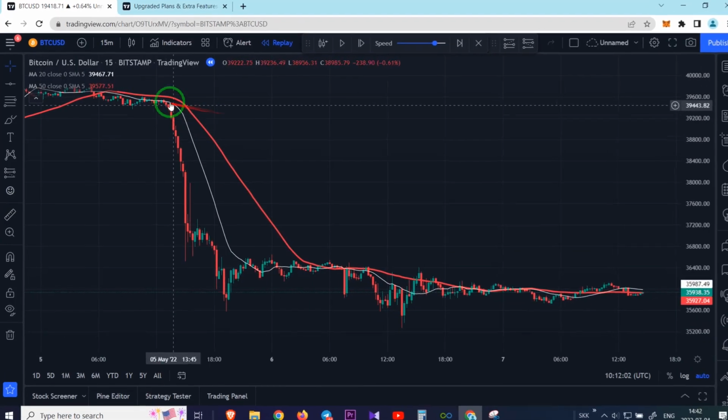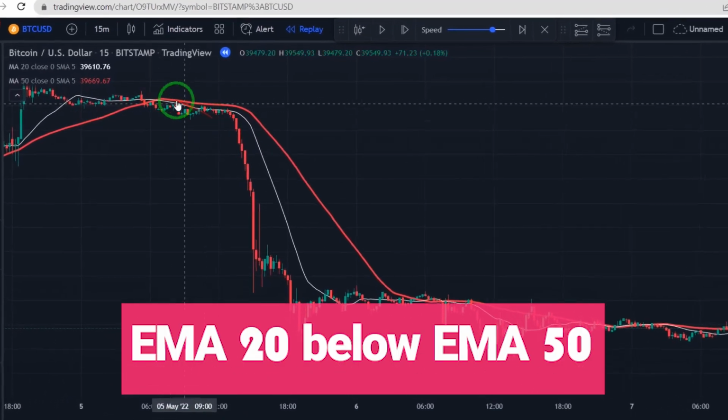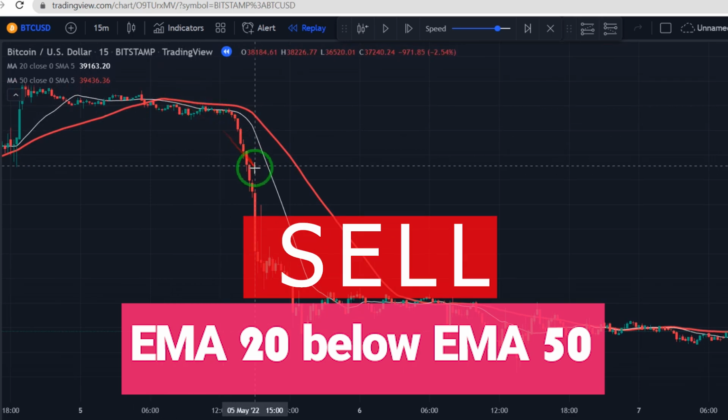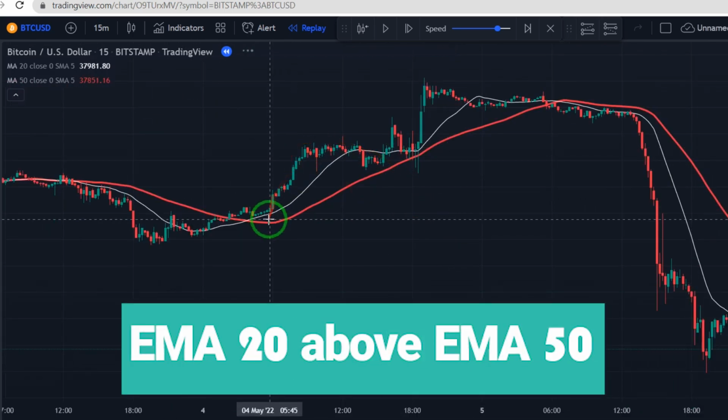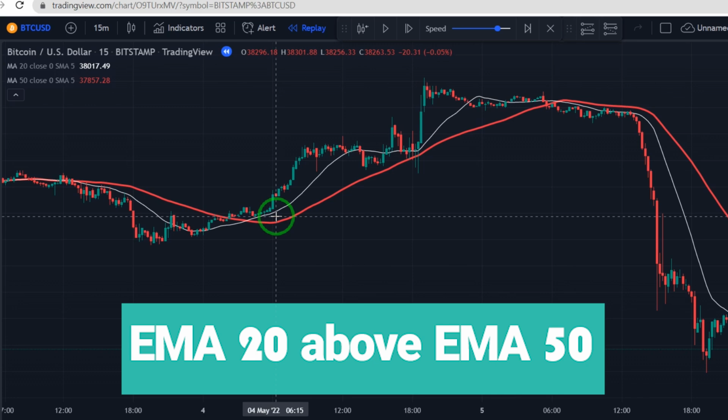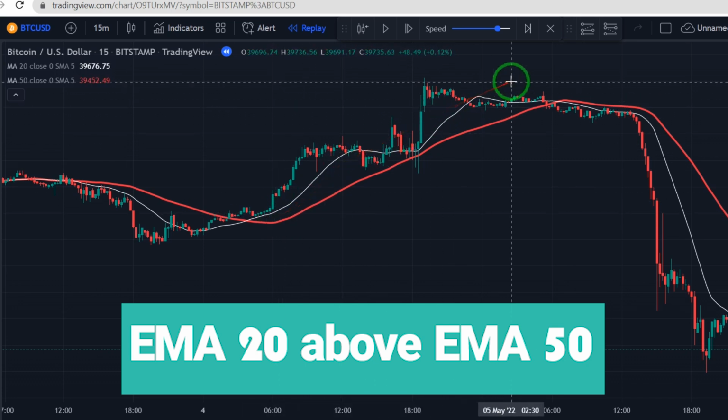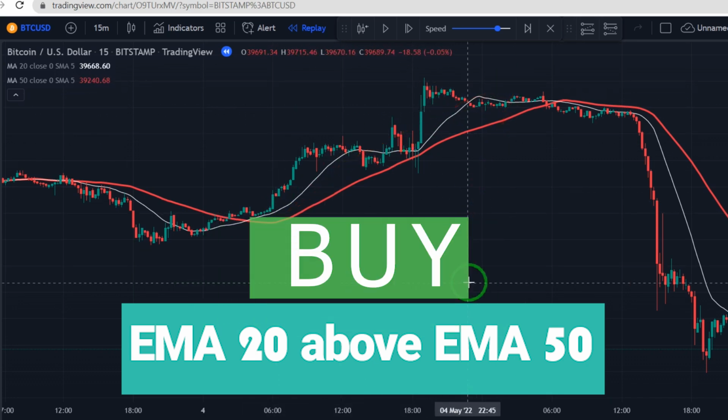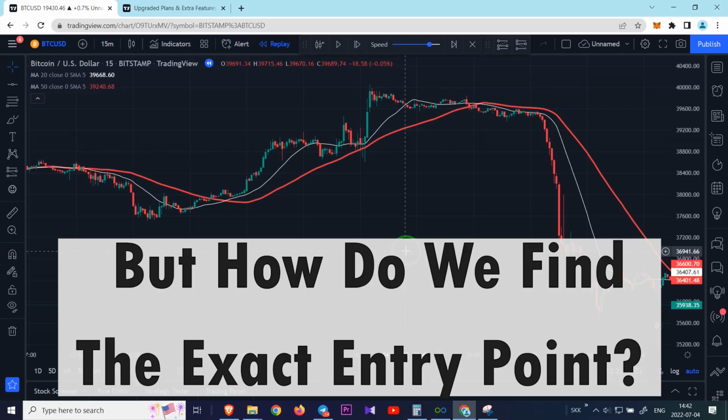Whenever the 20 moving average is below the 50 moving average, we expect a downtrend and only look for sell positions. And whenever the 20 moving average is above the 50 moving average, we expect an uptrend and only look for buy positions. But how do we find the exact entry point?